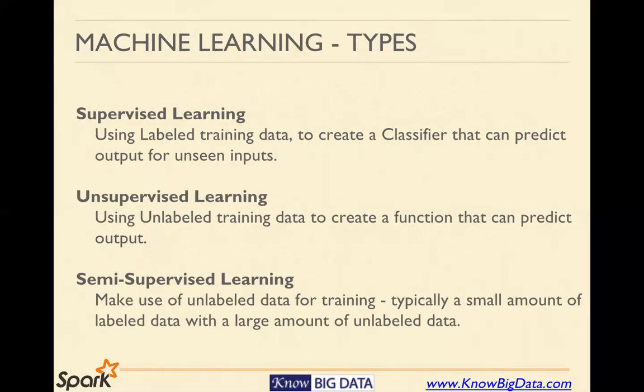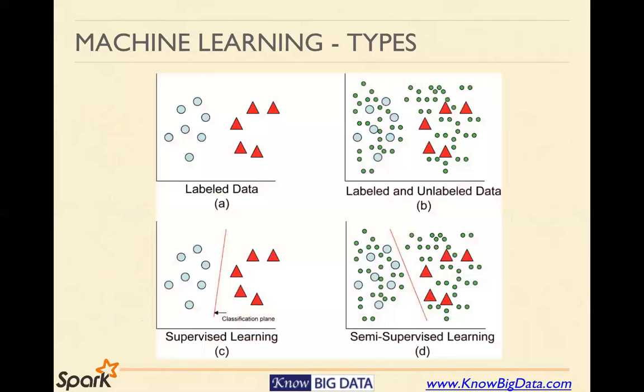Semi-supervised learning is that you have some of the data as labeled and some of the data as unlabeled, and then you try to infer the information about labels, as well as you try to classify things. Probably this will show you a better example. So first one is labeled data. One are triangles, another are circles. And then you have labeled and unlabeled data.